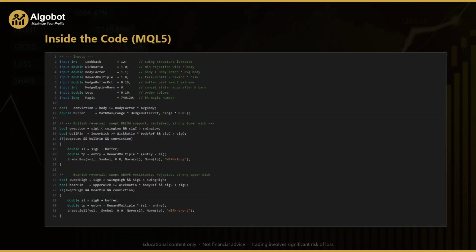Let's look at the actual MetaQuotes code as it appears in MetaEditor. At the top are the input parameters you can adjust. Lookback sets the structure window at 12 candles. WickRatio, defaulting to 1.